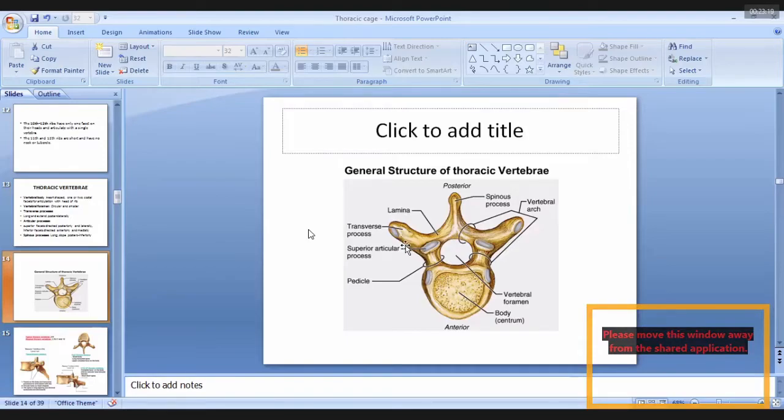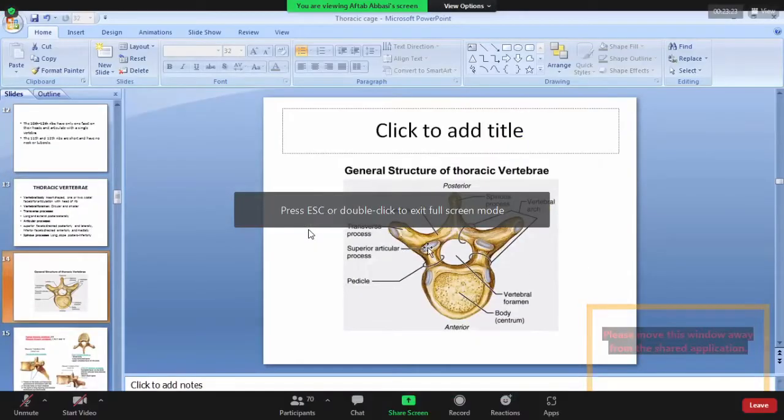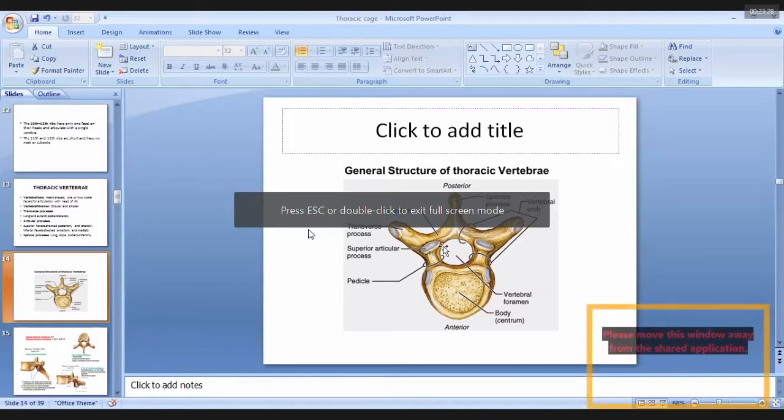On the transverse process, these are the two transverse processes, with articulation with the rib. And there are two other types of facets, the superior articular facets, and on the inferior aspect, there are inferior articular facets.